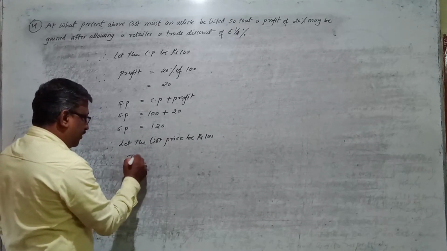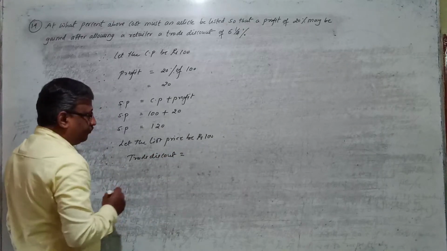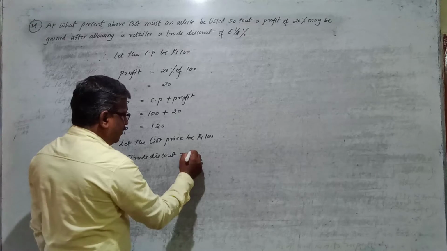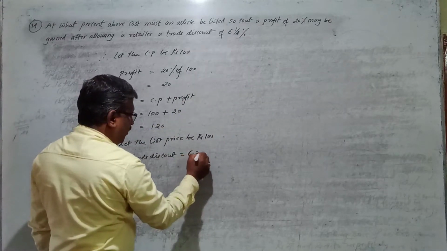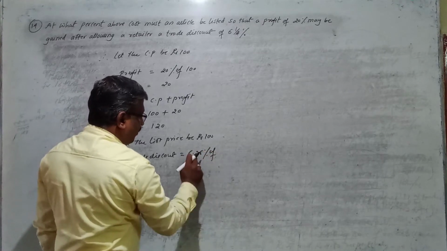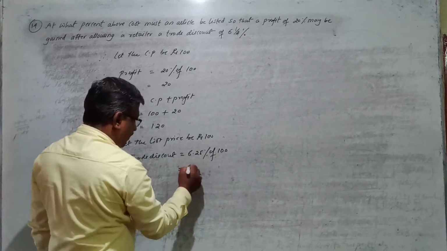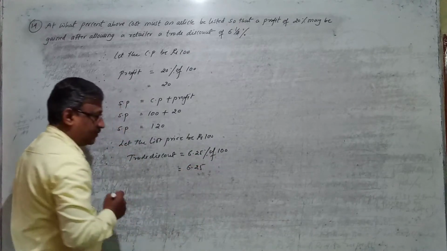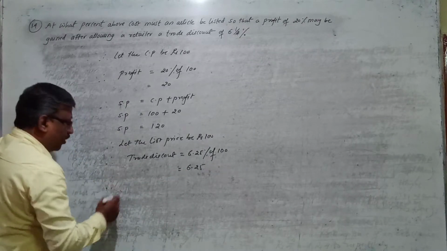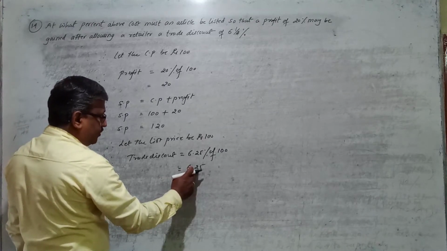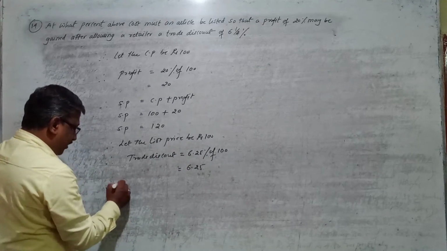So first you calculate the trade discount. So trade discount is equal to, you have to calculate 6 and 1/4. 1/4 means how much it is? 0.25. So you can take 6.25%. So you have to calculate 6.25% on what? 100. So 6.25% of 100, it comes to 6.25. With so much discount he gives. So if he gives 6.25 rupees discount, I want at what price he has to sell his goods. So you have to determine the invoice price.